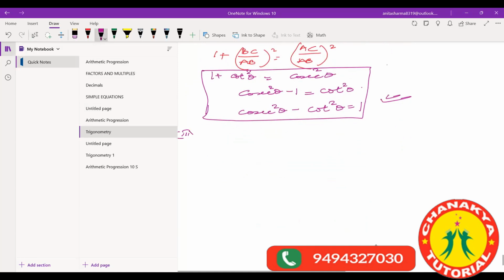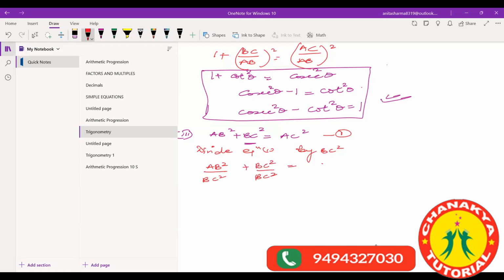So next is, again we have our Pythagoras theorem: AB square plus BC square is equal to AC square, right, beta? So we have left only dividing with BC square, right? So you will write, divide equation 1 by BC square. Now divide it: AB square upon BC square plus BC square upon BC square is equal to AC square upon BC square. Okay. Now you can write AB upon BC whole square, and BC upon BC cancel. It will be 1, beta.